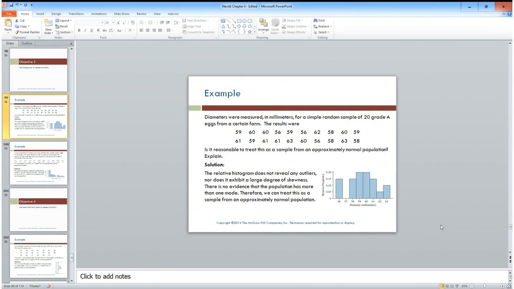If you wanted to think about how many steps it would take to fix this and make it pretty close to being symmetric, well, if you cut off the top two-thirds of that first bar, the 56, and stuck it in the 57, and then you flip-flop the 60, the 62, and the 63, this would be very close to perfect.